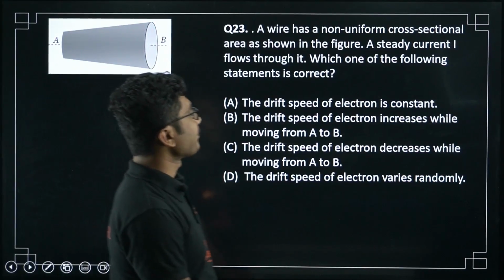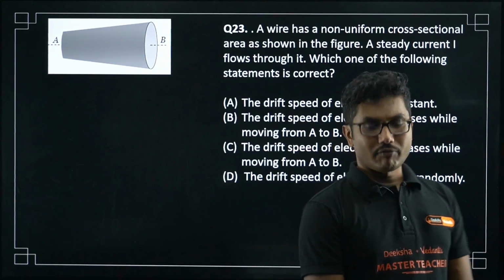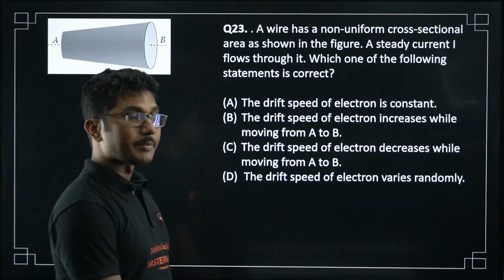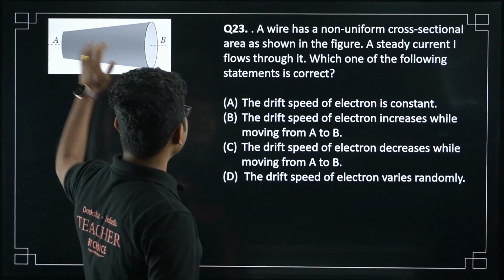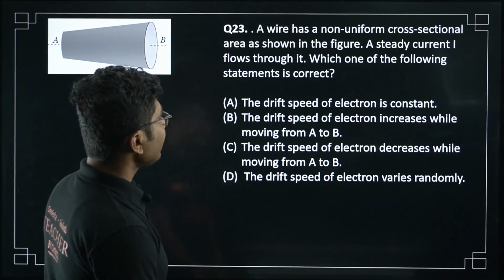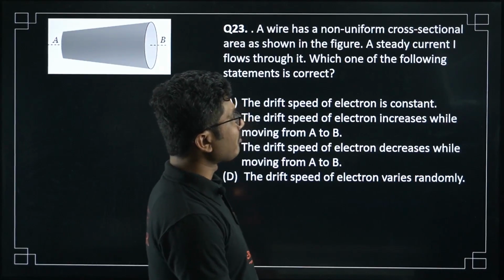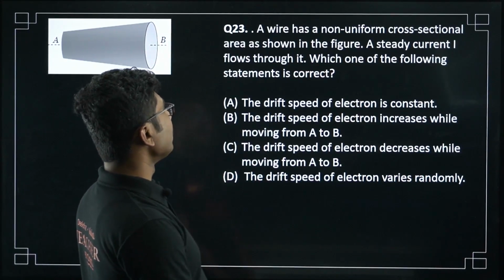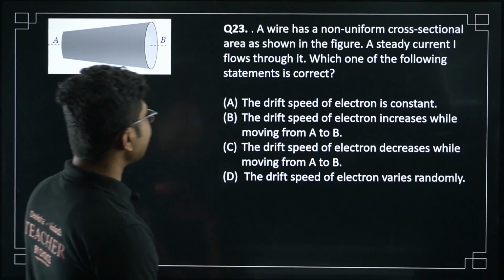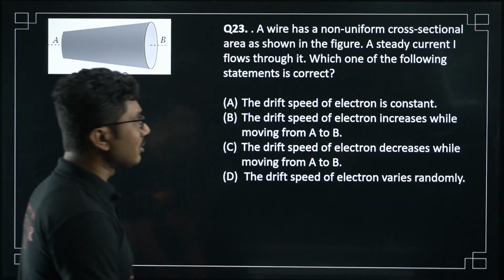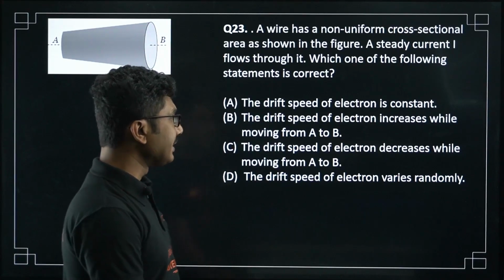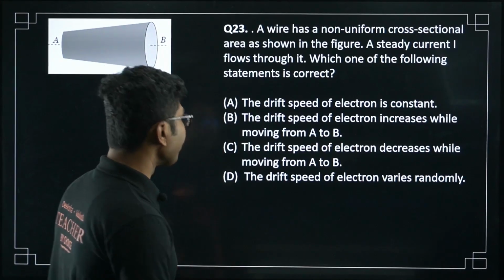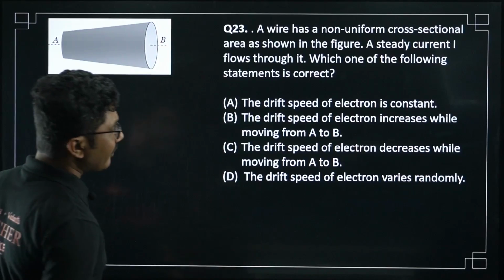Now another question, from your model question paper. I think I solved this question in model question paper 3, but in that case the diagram was missing. A wire has a non-uniform cross-sectional area as shown in the figure. A steady current I flows through it. Which one of the following statements is correct? The drift speed of electron is constant. The drift speed of electron increases while moving from A to B. The drift speed of electron decreases while moving from A to B. The drift speed of electron varies randomly.